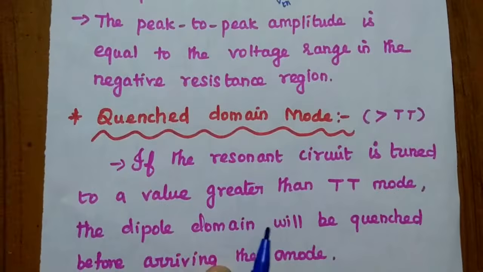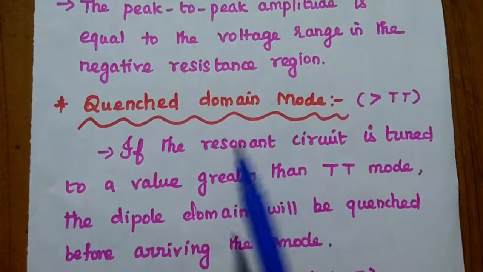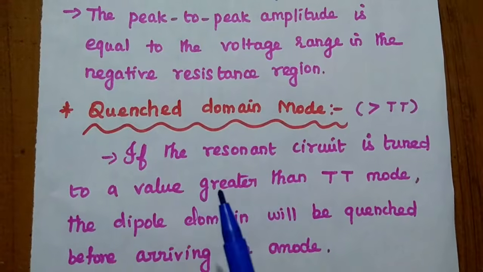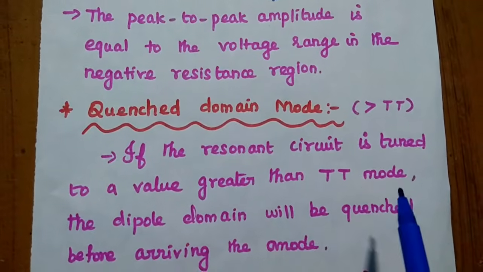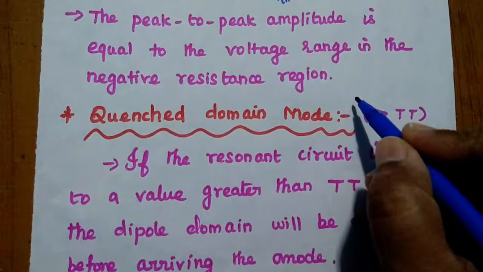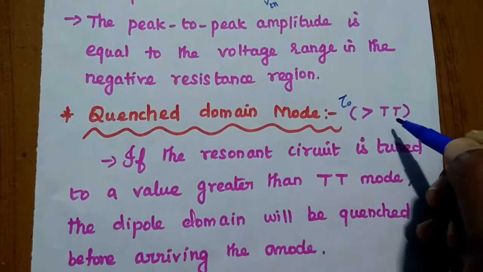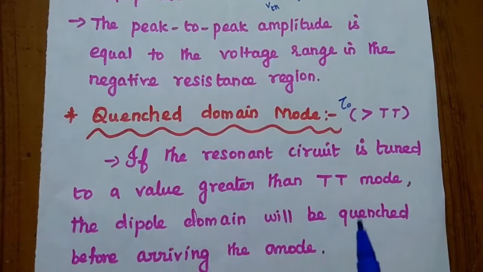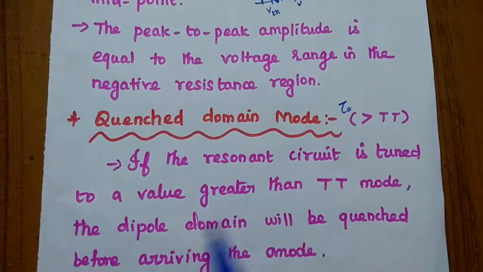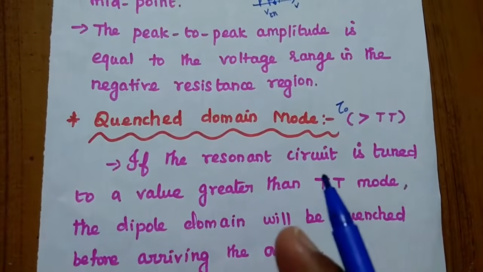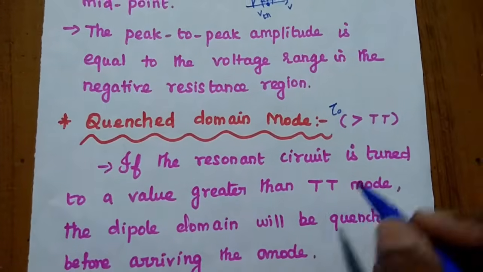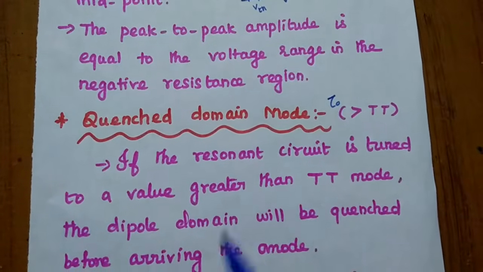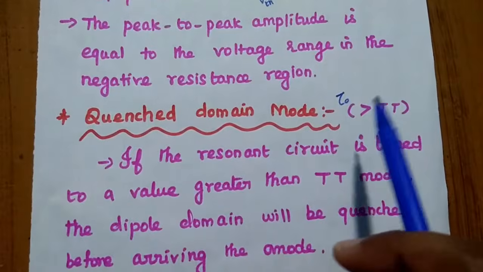So the next type is quenched. Quenched domain mode means here the resonant circuit is tuned to a value greater than the transit time mode. So the time duration is greater than the transit time, which means the dipole domain will be quenched before arriving at the anode. So it will be quenched just before the transit time. I will show you the diagrammatic representation later on.